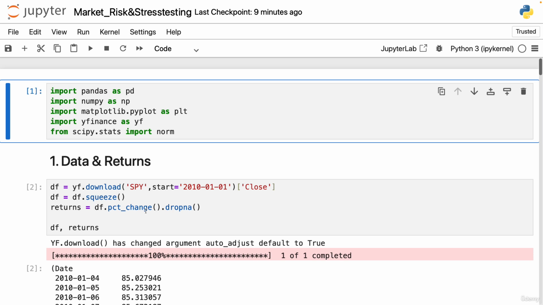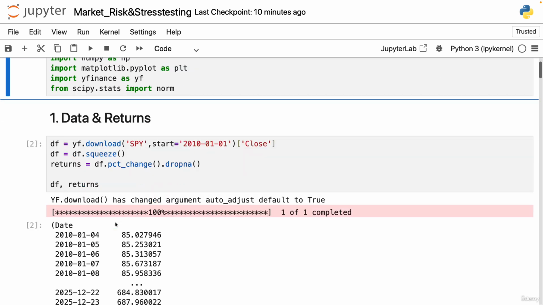Log returns, without a question, have useful mathematical properties, especially for compounding, but for daily market risk reporting, simple returns are standard and also sufficient. Importantly, using log returns does not remove tail risk or change the fundamental behavior of losses. It only changes the arithmetic. We drop missing values created by the return calculation, and at this point we have a clean time series of daily returns that will serve as the input to all subsequent risk models.